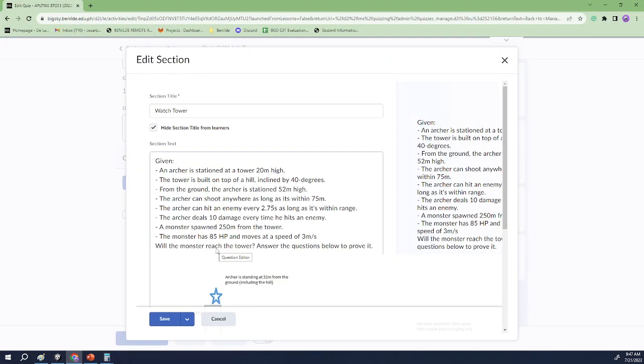We have a watchtower that is 20 meters high. There's an archer on top of it. The tower is built on top of a hill, inclined by 40 degrees. From the ground, the archer is stationed 52 meters high. He can shoot within 75 meters. The archer can hit an enemy every 2.75 seconds and deals 10 damage every time he hits. Then, our monster is spawned at 250 meters from the tower, and it has 85 HP and moves at 3 meters per second.